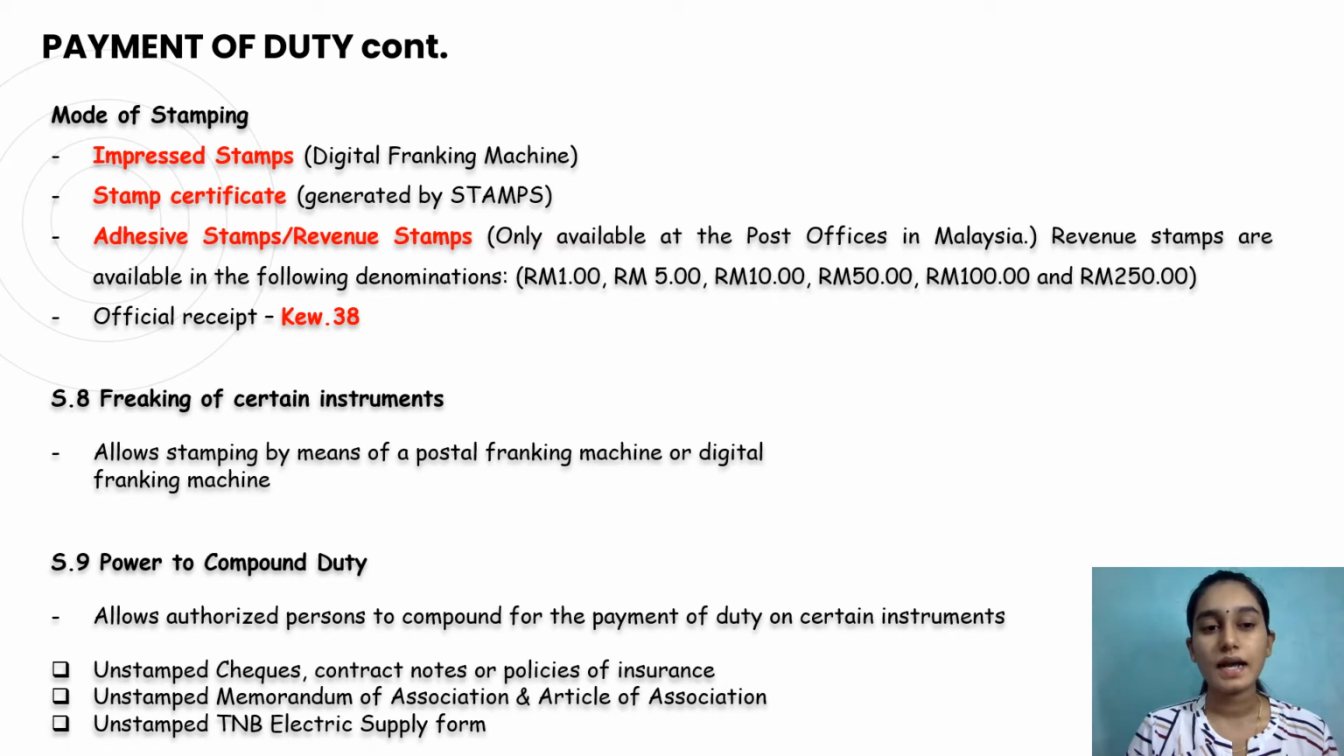And the third, adhesive stamps or revenue stamps can be purchased at all post offices in Malaysia. The revenue stamps are available in the following denominations, which are 1 ringgit, 5 ringgit, 10 ringgit, 50 ringgit, 100 and also 250 ringgit. And finally, through the issuance of Q38 receipt.